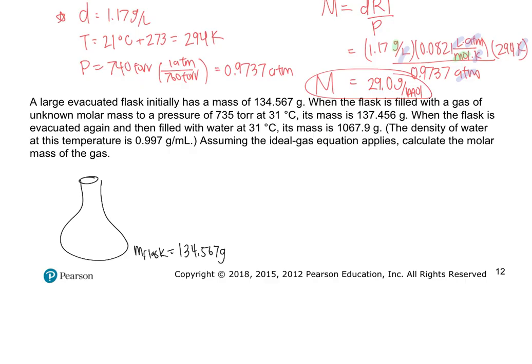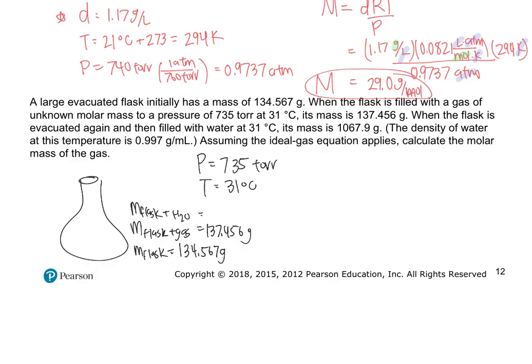When the flask is filled with a gas of an unknown molar mass, it has a pressure of 735 torr, and it has a temperature of 31 degrees Celsius, and its new mass of flask plus gas is 137.456 grams. When the flask is evacuated again and then filled with water at the same temperature, its mass, so mass of flask plus water, is 1,067.9 grams. And here's the density of water.